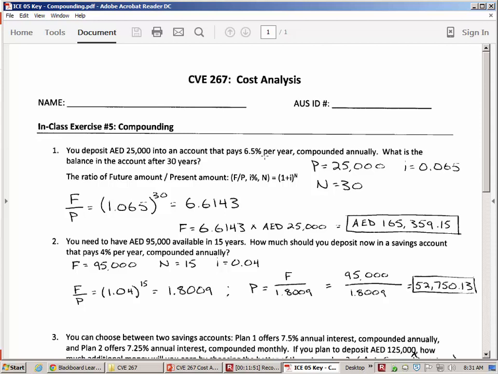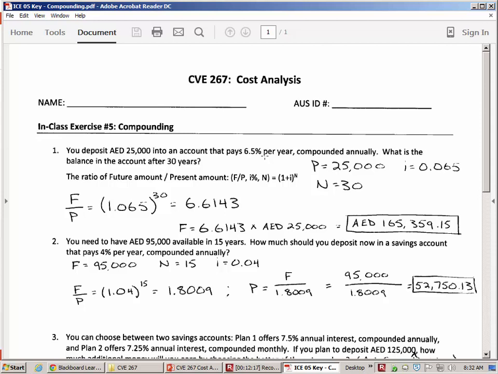Now, it's important for us to distinguish between the number of periods and the number of years. And sometimes it's the same. If it's compounding annually, then the number of periods and the number of years is the same. But if it's compounding monthly, then the number of years and the number of compounding periods won't be the same. But on this first one, it's just the N is 30 years.